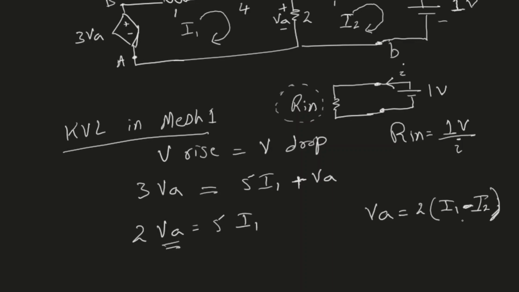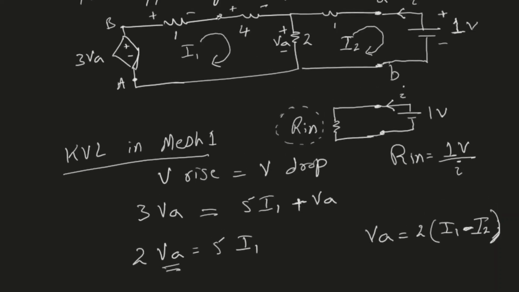So the sign is important here, I1 minus I2, because I1 is the larger current. Therefore, this difference will be positive if I choose I1 minus I2. And that will give me VA in this polarity, plus above and negative on the bottom, because the net current is flowing downwards if I1 is larger than I2. So this is our VA.